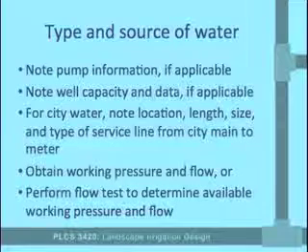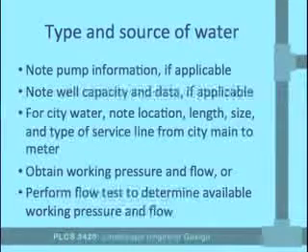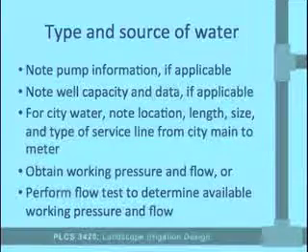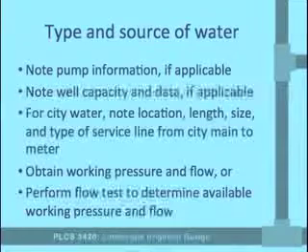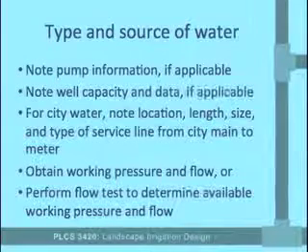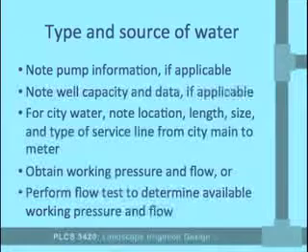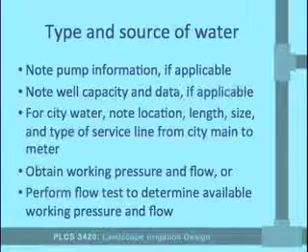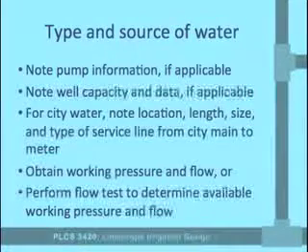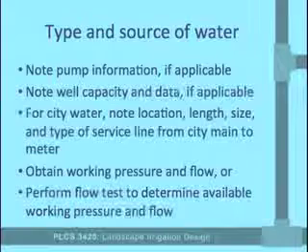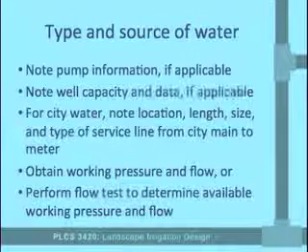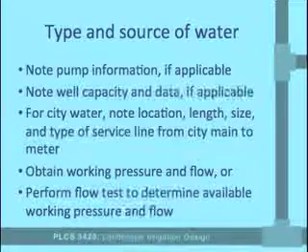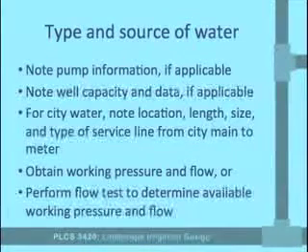For city water, you want to note the location, length, size, and type of service line from the city main to the meter. And that will become really important as we start talking about the hydraulics that you have to determine for your system. If it's possible, you want to obtain a working pressure or flow information from the city, or alternatively, you can perform your own flow test to determine available working pressure and flow. And that information is going to be critical because it's required to determine how much water is available and at what pressure for each of the irrigation zones you end up designing.